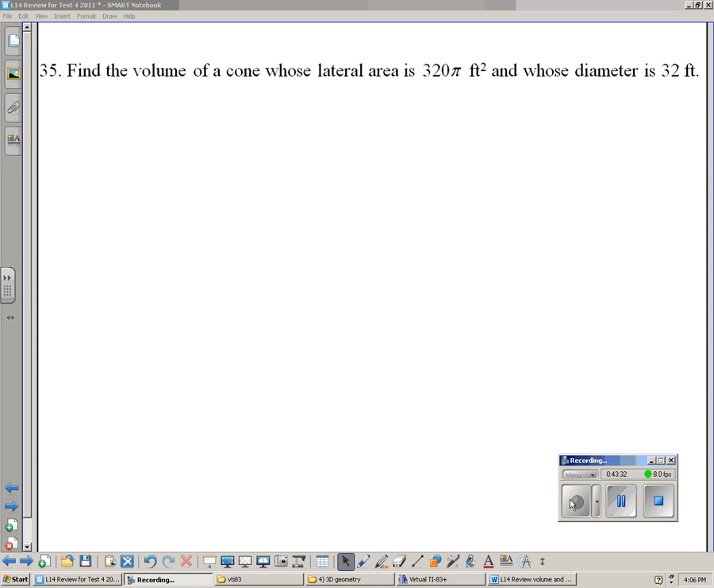All right, my apologies. We were not done there. I had neglected to put the last two problems in. Sorry, and here they are now. Find the volume of a cone whose lateral area is 320 pi feet squared and whose diameter is 32 feet.